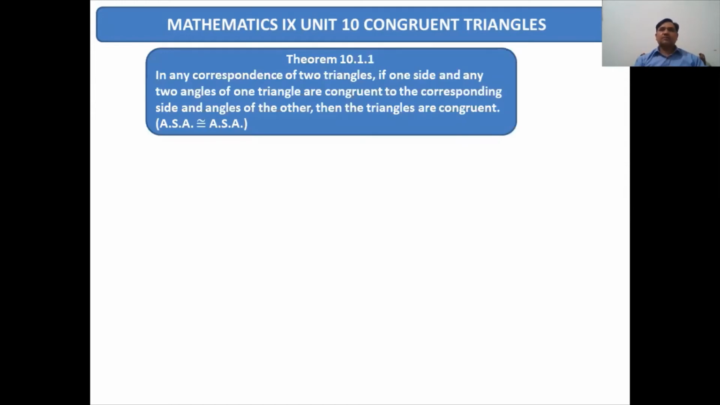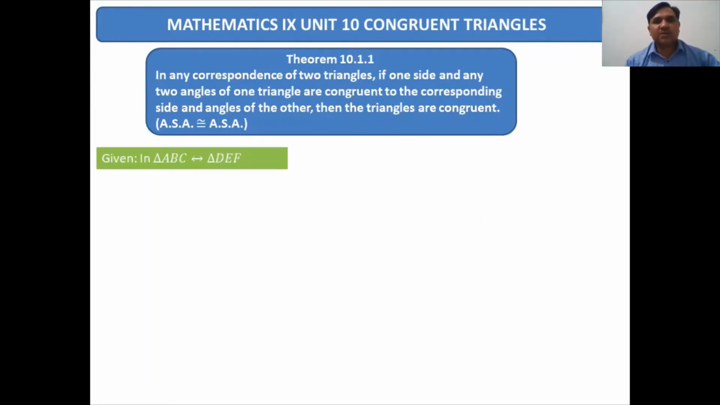So let's start theorem 10.1.1. Statement: in any correspondence of two triangles, if one side and any two angles of one triangle are congruent to the corresponding side and angles of the other triangle, then the triangles are congruent. So first we have to look at what is given and what we have to prove. To prove this theorem, first we have to consider what is given.